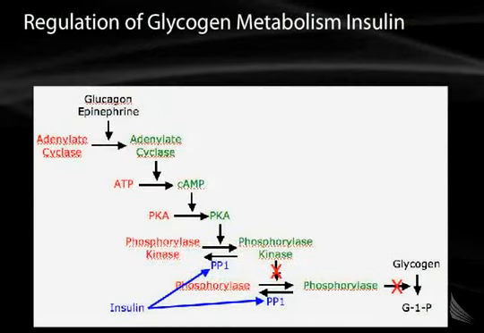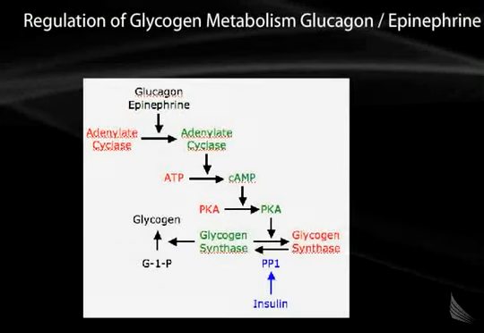And that's shown again in this same schematic that we showed you before. Protein phosphatase 1 leads to the dephosphorylation of phosphorylase kinase and the dephosphorylation of phosphorylase, in effect inhibiting glycogen degradation. At the same time, it dephosphorylates glycogen synthase, increasing its activity and stimulating glycogen synthesis.